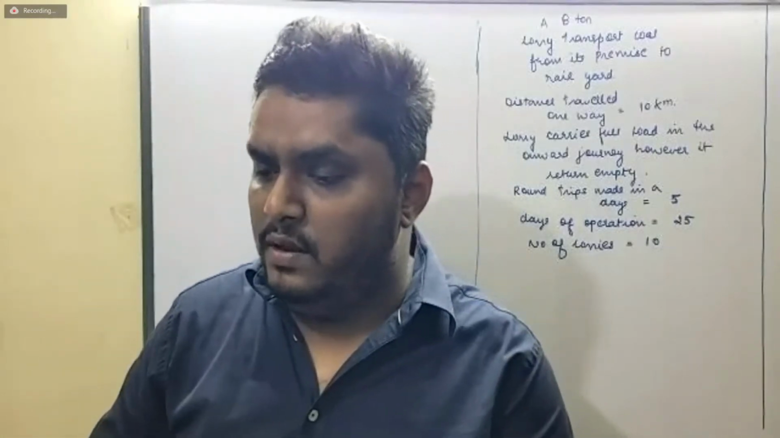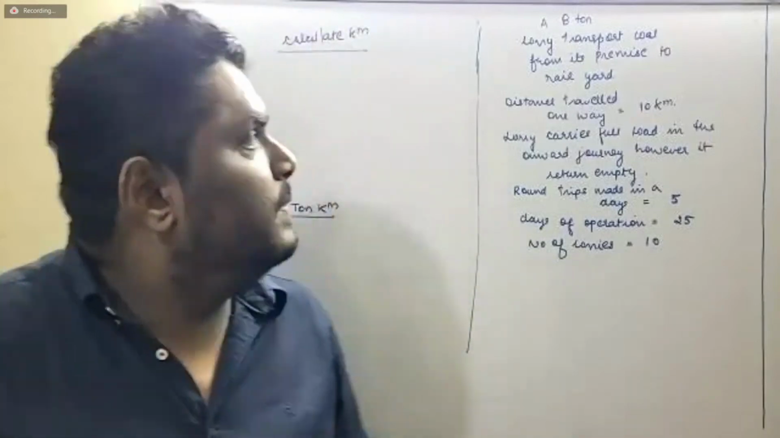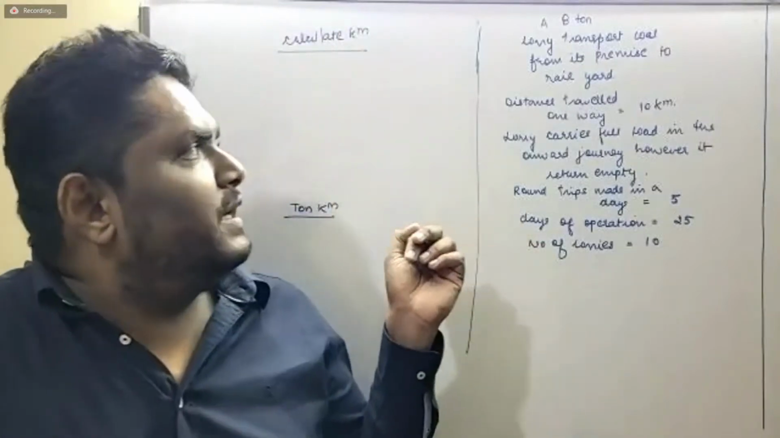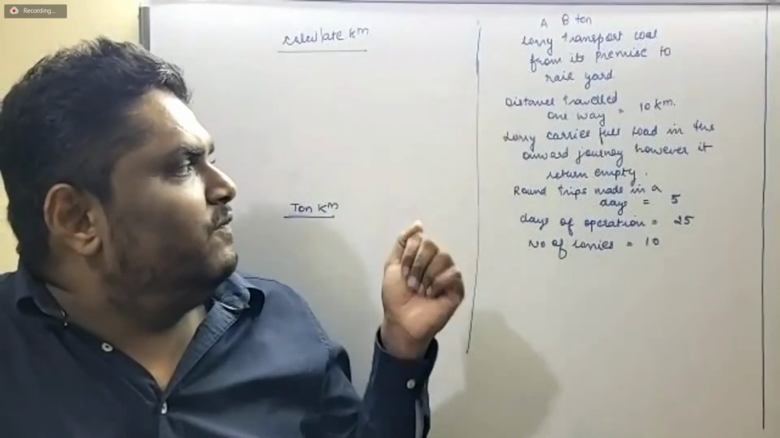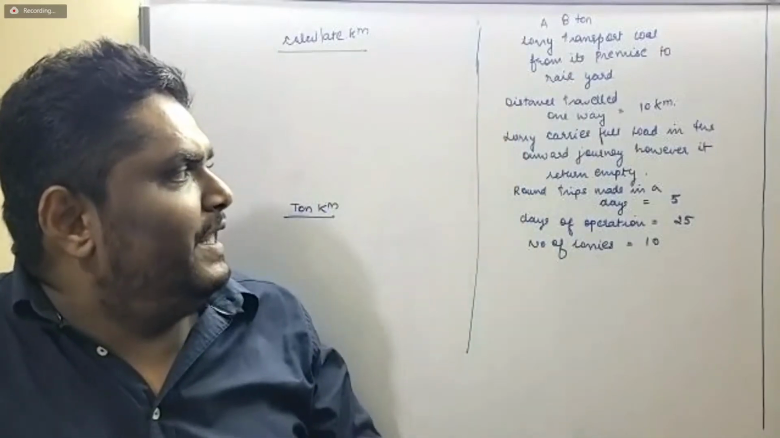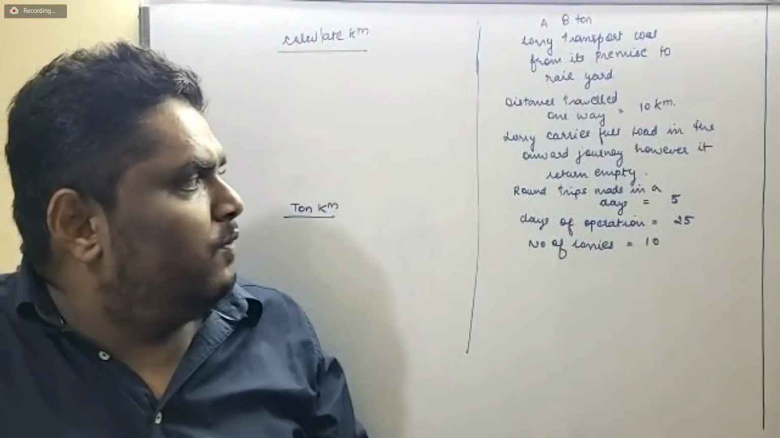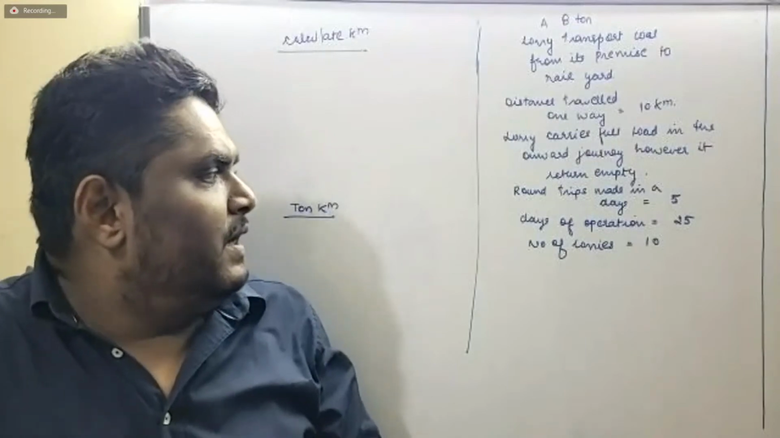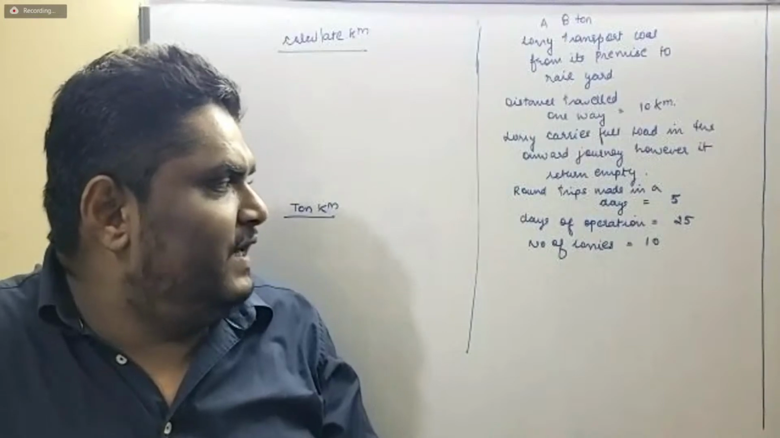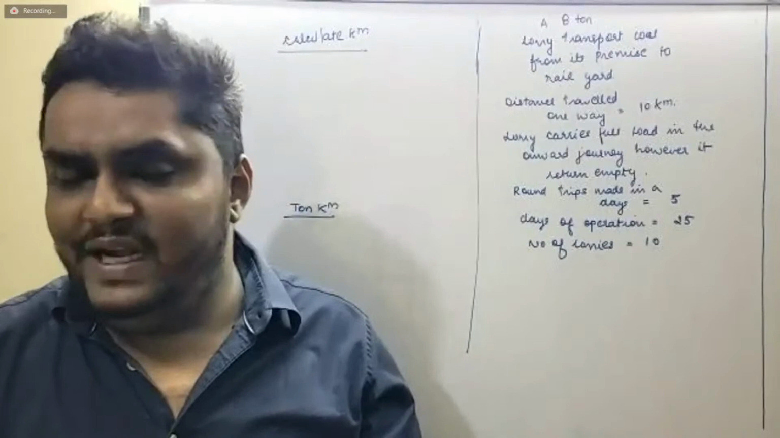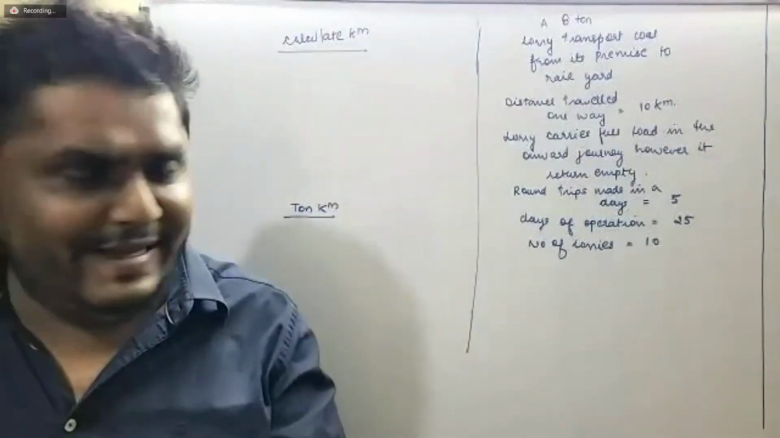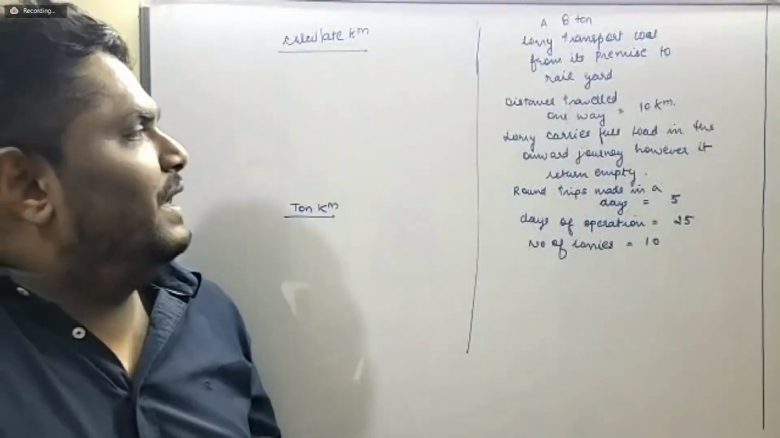Very good, Miss Drishya K. So an 8-ton lorry transports coal from its premise to rail yard. The distance traveled one way is 10 kilometers. The lorry carries full load in the onward journey. However, it returns empty. Round trips made in a day is 5. The days of operation is 25 and the number of lorries are 10. So waiting for the answers, you have to calculate the kilometer and the ton kilometer.